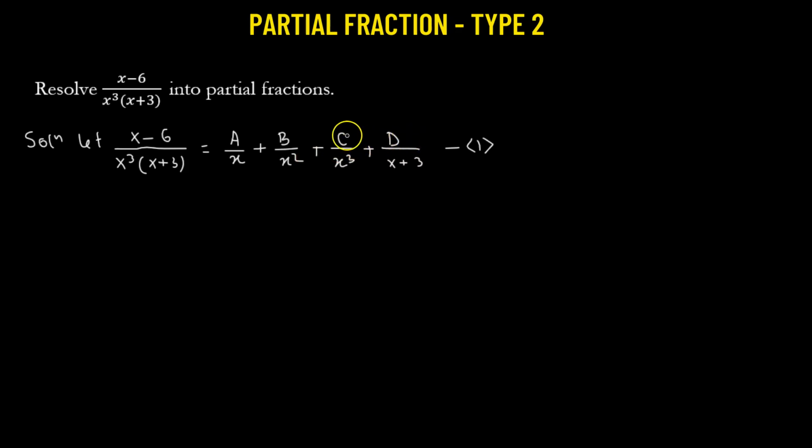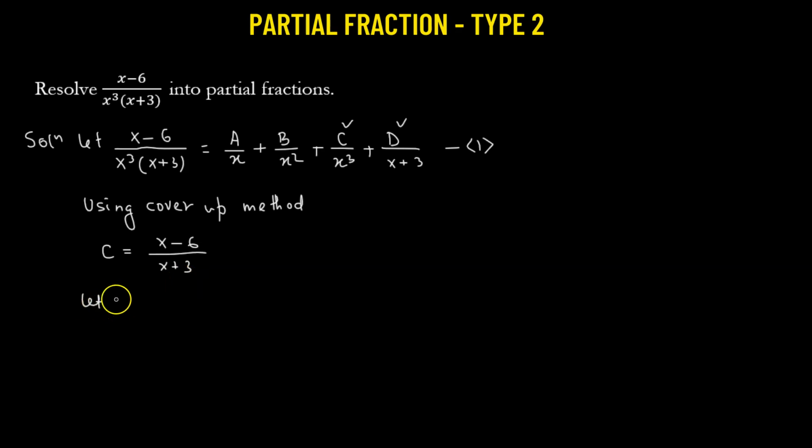There is a method known as the cover-up method, which can be used to find out the value of c and d, but cannot be used to find out the values of a and b. Now let's use the cover-up method. The cover-up method is very simple and elegant. To find out the value of c, all we have to do is consider the original rational fraction, and in the denominator we are going to cover up the factor x cubed. So that means we are now left with only x plus 3.